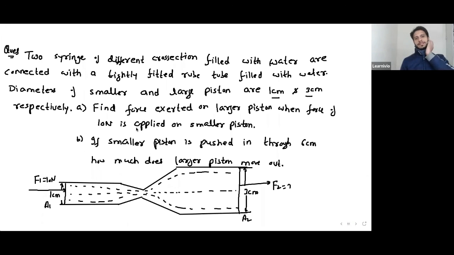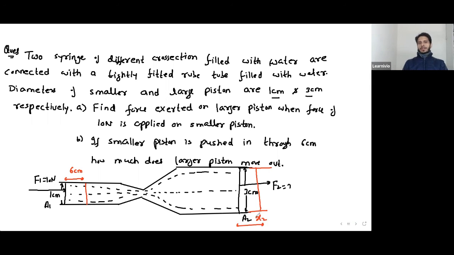In the second part, it says that if the smaller piston is pushed in through 6 centimeter, how much does the larger piston move out? So you can solve it in this way. This is the smaller piston. You push the smaller piston in through 6 centimeter. Pushing this inwards by 6 centimeter, then the larger piston will move out. This will move out by some distance x2. You're supposed to calculate this x2.